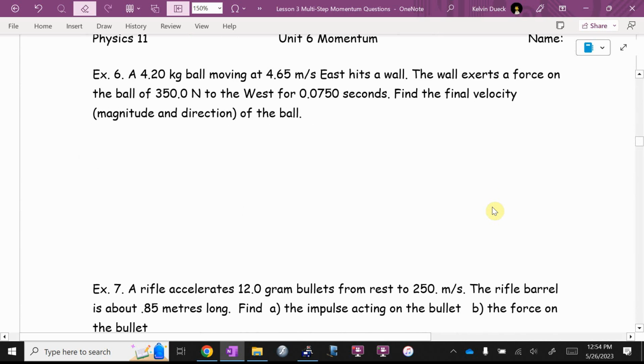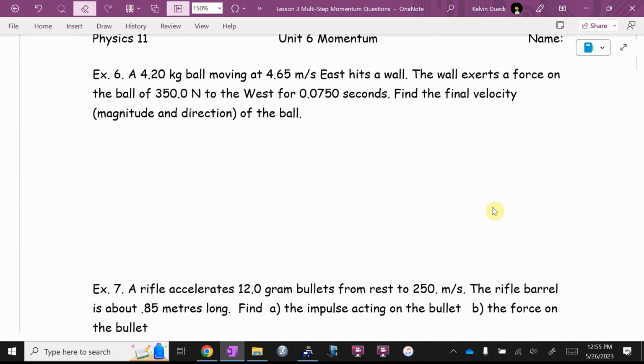A ball moving east hits a wall. The wall exerts a force of that to the west for that many seconds. Find the final velocity, magnitude, and direction of the ball. Okay. Davin, what's this want me to find?